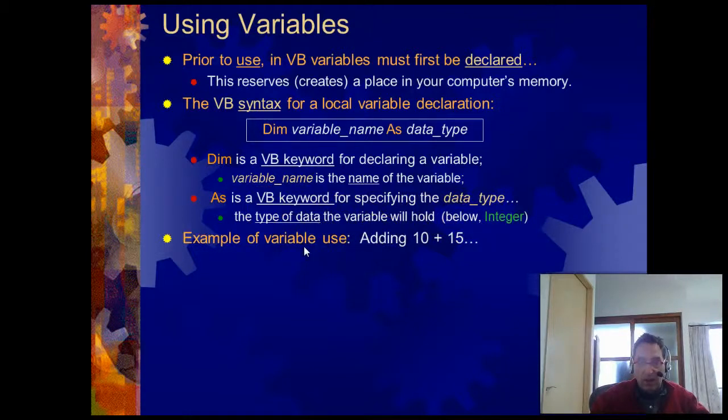So examples of variable use. This was the VB syntax for local variable declaration, and an example of variable use is just adding 2 values. Well, this is not adding 10 and 15, but maybe adding x and y. Okay, let's continue in the next video.